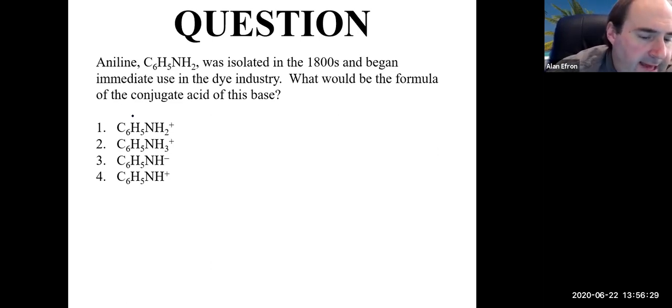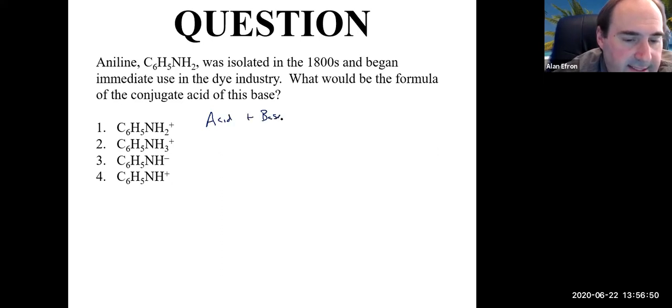So remember that when you are given a formula and you're asked to calculate the conjugate acid of it or even the conjugate base, sometimes it's helpful to think backwards, although in this problem they kind of tell you what it is. The relationship, as we saw, is we have an acid and a base, and we have a conjugate acid and a conjugate base.